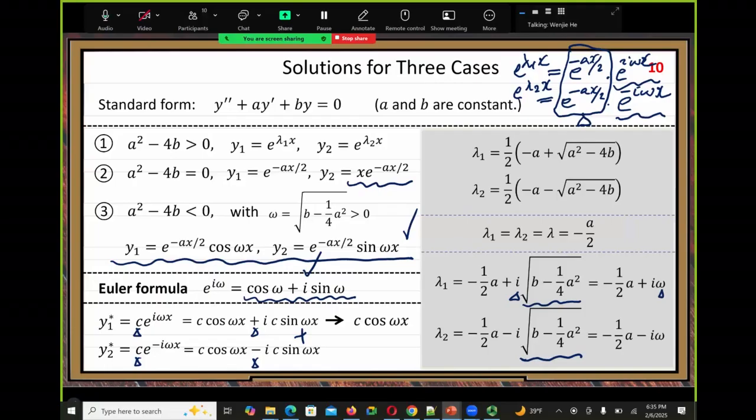But 2c, because c is an arbitrary constant, right? 2c is also an arbitrary constant. So why do you need to keep that? Because c is already an arbitrary constant. So I want to simplify the representation. Although the answer should be 2c cosine, we can put that 2 inside the c, right? Can we? Yes, because c is an arbitrary constant. So that's why we don't need to keep that 2, and here we still use c.